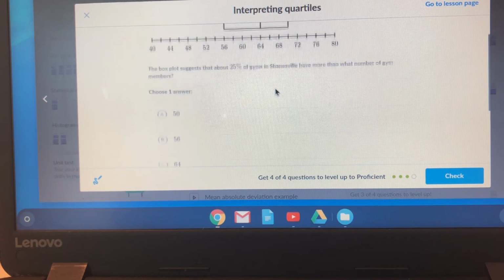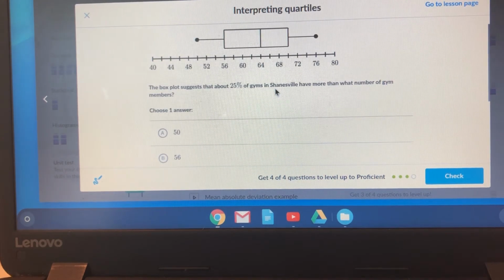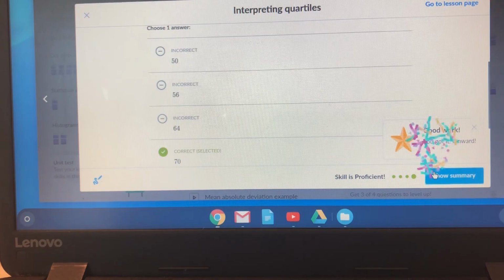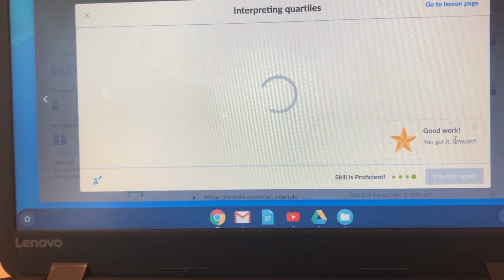I'm going to look at it again. Sometimes it can be tricky to determine what they're saying, but I'm pretty sure this is what they're asking. So 25% has more than 70 because it's falling from here, 70 to 76. So this last 25% that goes from 75 to 100% is more than 70. So let's see if this is correct. Awesome. Okay, so be careful what they're asking you.